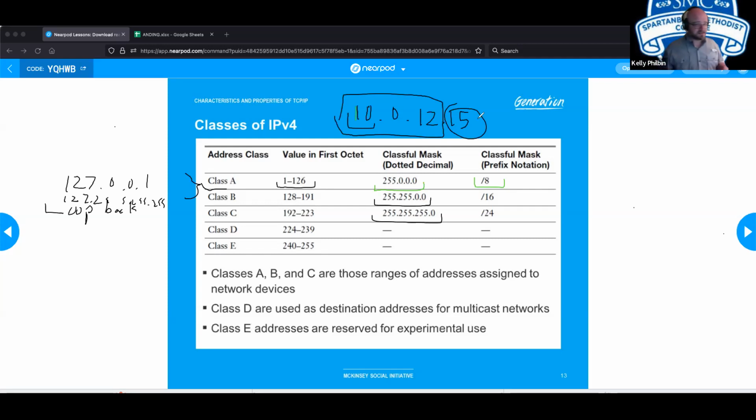Does that make sense? Since we've isolated the network over here, we only have this little chunk to be able to determine which computer we're going to speak to. So this would be for small businesses, home use, things like that, right?